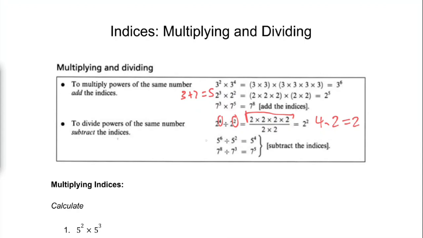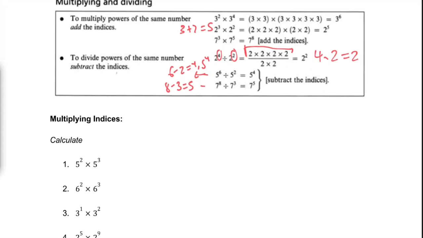Okay, so let's look at these other examples. 5 to the power of 6 divided by 5 squared. All I want you to do is do 6 minus 2, which is 4. So that's going to be 5 to the power of 4. Okay, and then 7 to the power of 8 divided by 7 to the power of 3. Well, I just want you to do 8 minus 3, which is equal to 5. Okay, so that is the basic logic.